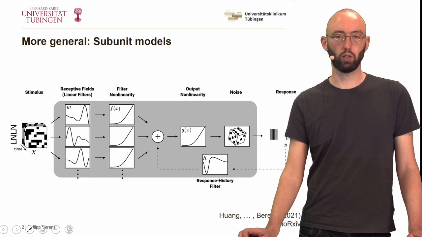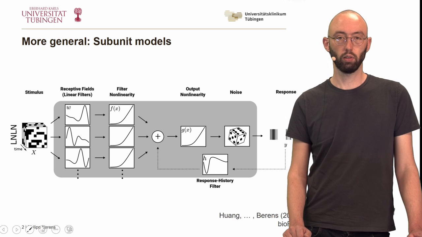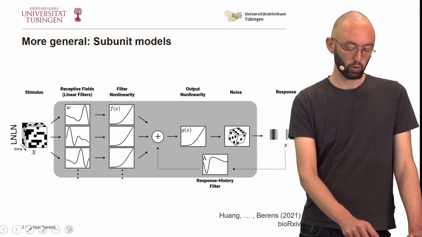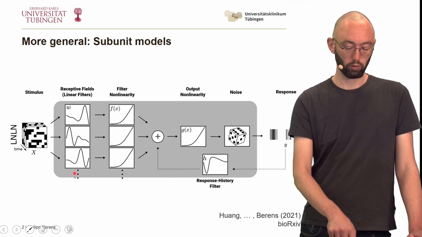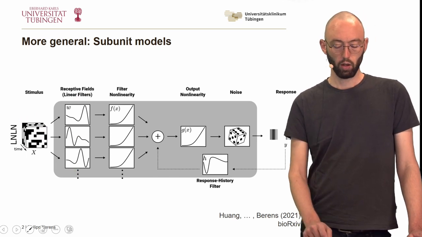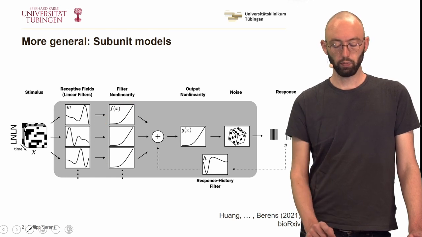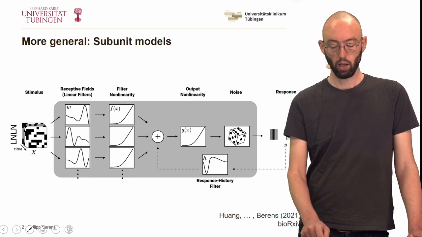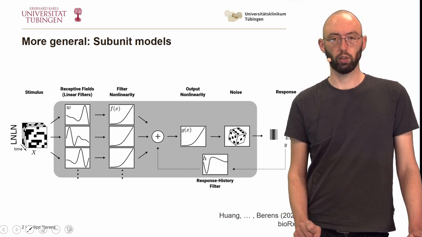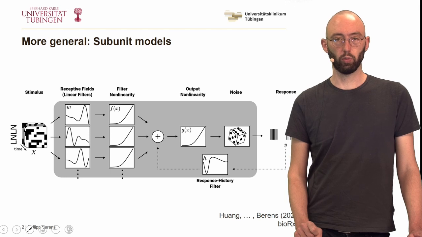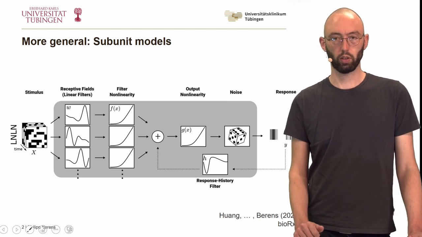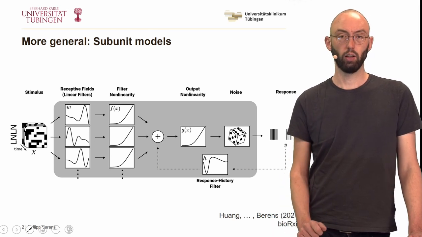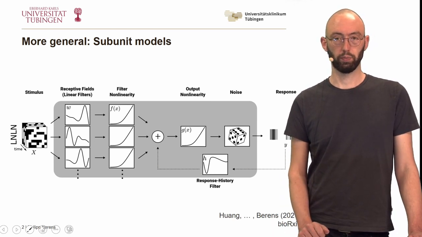Therefore, we can extend this concept to so-called linear-nonlinear, linear-nonlinear subunit models. In this case, the stimulus is passed by an array of receptive field filters, which all have their own nonlinearity before the output of these nonlinearities is summed together and passed again through an output nonlinearity. With this class of models, we have richer possibilities to model stimulus-response relationships. Optionally, we can also add something like a response history filter.